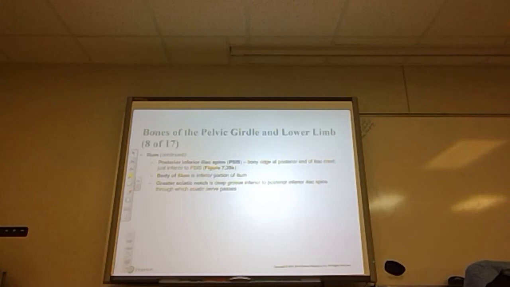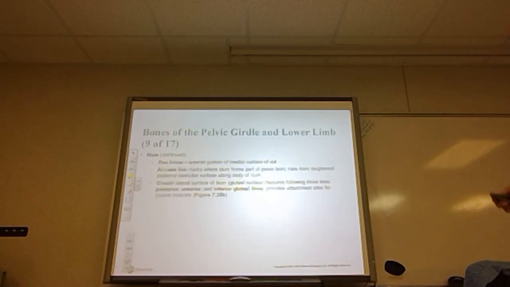The posterior superior iliac spine, or the PSIS, is the bony ridge at the superior or posterior end of the iliac crest. The posterior inferior iliac spine is just inferior to the PSIS. Body of the ilium is the inferior portion of the ilium. The greater sciatic notch is a deep groove inferior to the posterior inferior iliac spine, through which the sciatic nerve passes. The iliac fossa is the anterior portion of the medial surface of the ala.